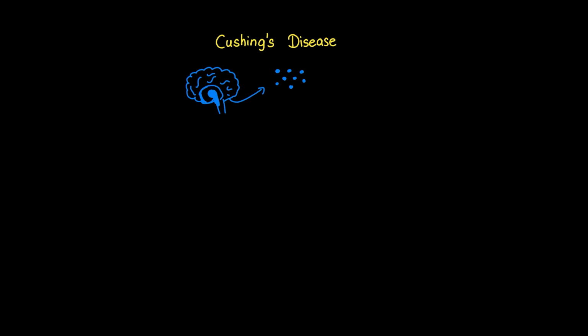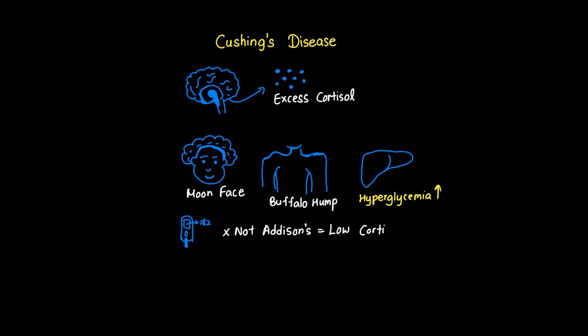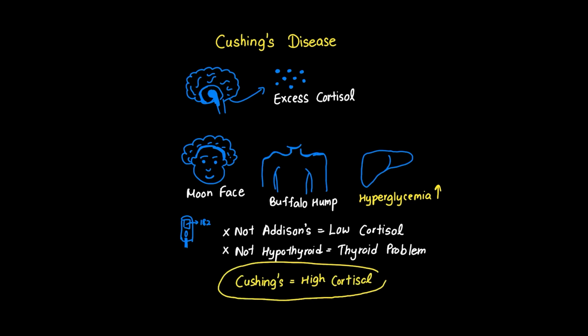Cushing's disease results from excessive cortisol production, usually from a pituitary tumour. This excess cortisol redistributes body fat in characteristic ways. Fat accumulates in the face, creating the moon face appearance, and between the shoulders forming a buffalo hump. Cortisol also increases gluconeogenesis in the liver, producing new glucose. This raises blood sugar levels, causing hyperglycemia. The opposite presentation of weight loss and hypertension indicates Addison's disease with insufficient cortisol. Cold intolerance and bradycardia suggest hypothyroidism.